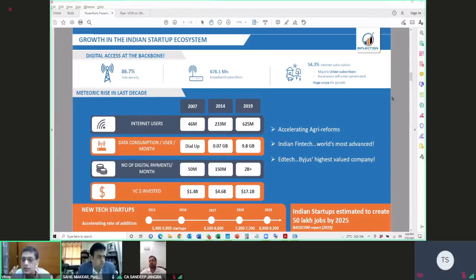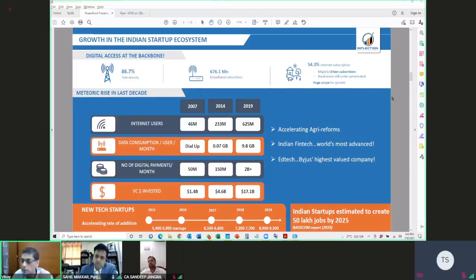Think 2007, only 4 crore internet users. Today, 62 crore, 15 times in 15 years. When I was doing my CA, I only had access to a dial-up internet connection. Today, an average household uses 10 GB per month of data. My household uses about 500 GB a month. Now that's a huge thing which could not have been imagined earlier.